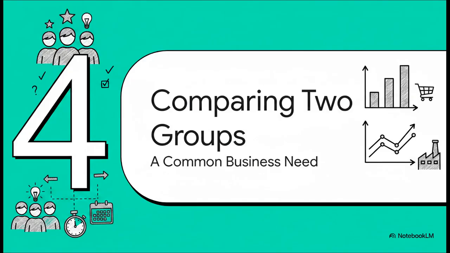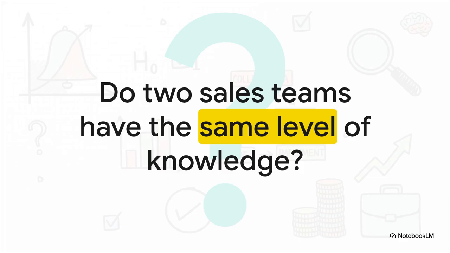Okay, so that was for a single production line. Pretty cool, right? Now, let's take that same exact logic and apply it to another super common business problem, comparing two different groups. This could be anything: 2 sales teams, 2 ad campaigns, 2 suppliers, you name it. Let's say you use 2 different external companies for your sales force. You need to know if they both have the same level of product knowledge. So you give a test to a sample of salespeople from each company. How do you decide if there is a real difference between them?